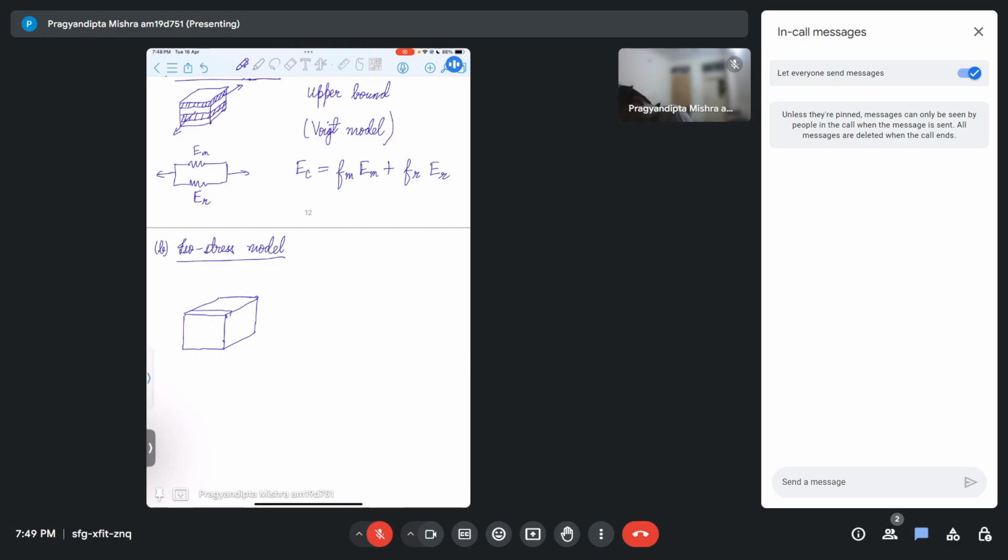Right? So this is my EM, this is my ER. Right? And the stress is being applied in both the directions. So this is known as the lower bound of the modulus. This gives us the lower bound of the modulus and is commonly referred to as the Reuss model. Okay.